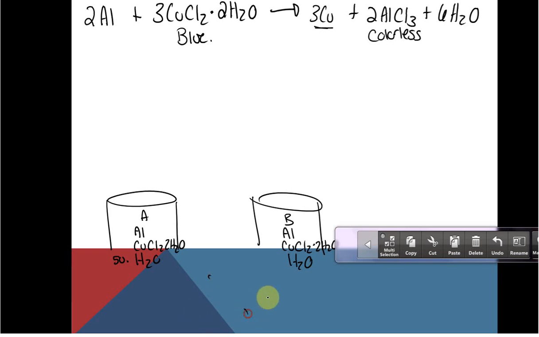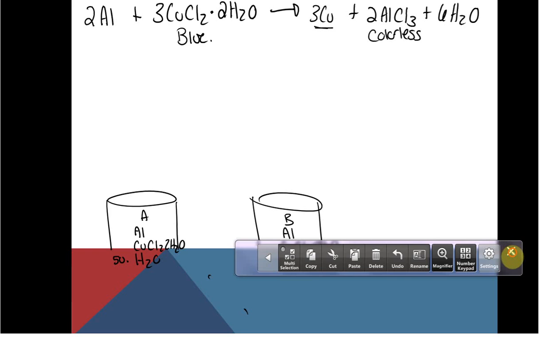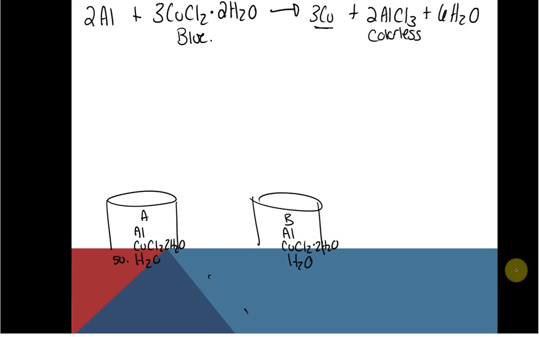Now, the other great thing is you are going to be doing both beakers at the same time. So you're going to measure out the aluminum and copper 2 chloride for beaker A. You're going to measure out the aluminum and copper 2 chloride for beaker B.